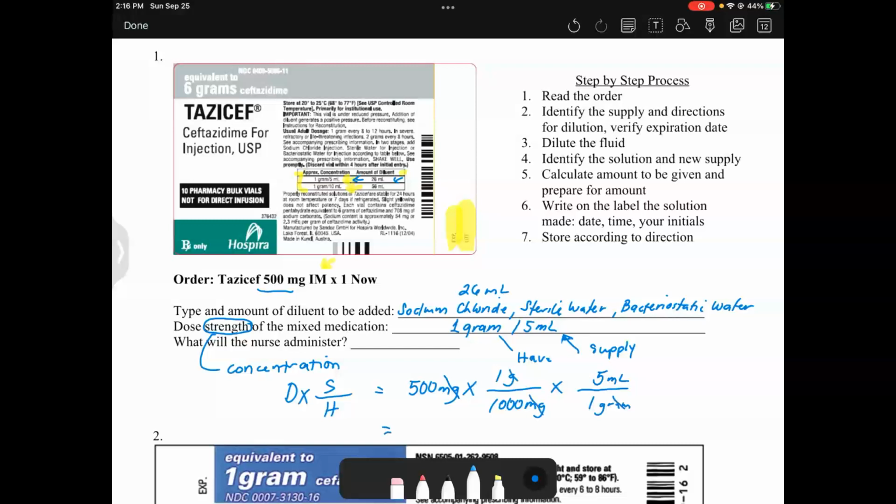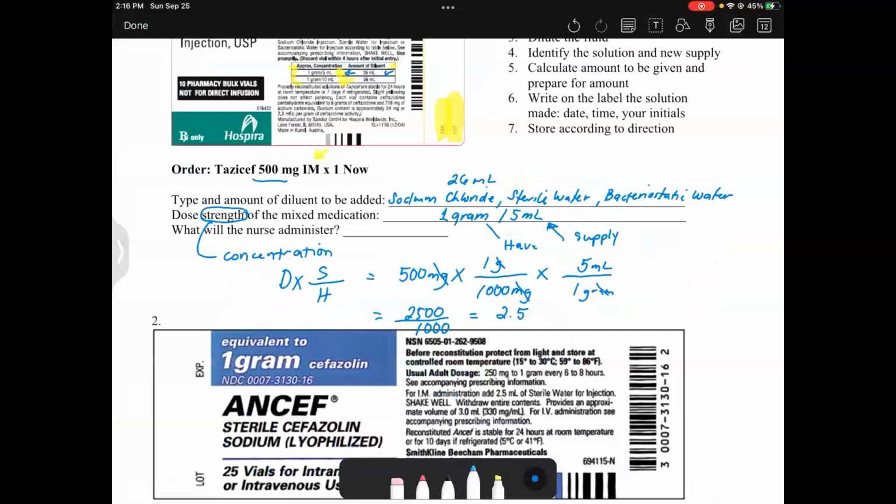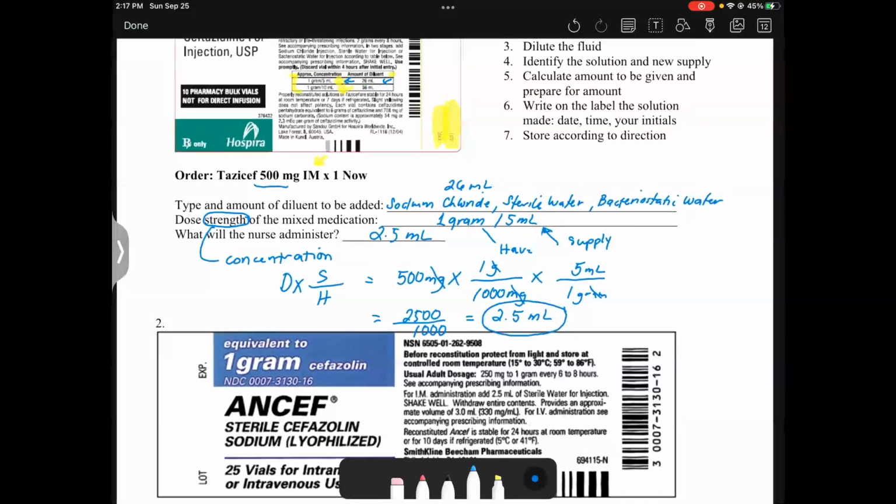So 500 times 1 times 5, that number is 2,500 over 1,000. So 2,500 divided by 1,000 is 2.5 what? 2.5 ml. So that is the amount of medication that we're going to give. So the answer is 2.5 ml.